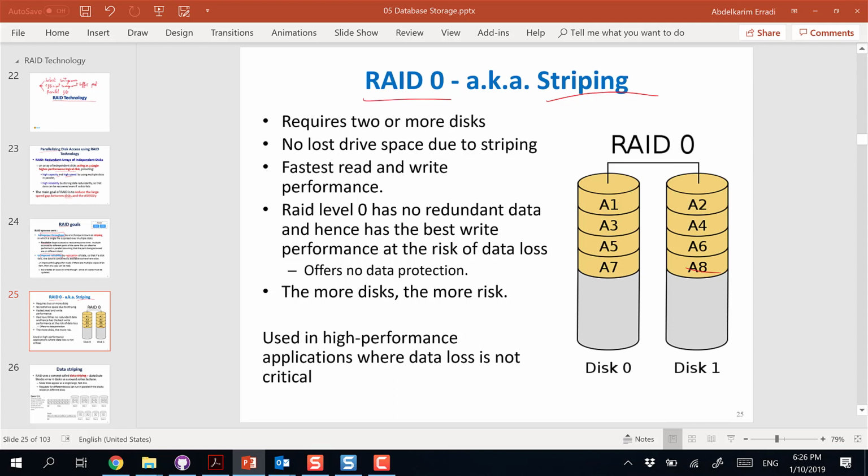The consistency. There is no consistency problem here, of course, because if one disk is gone, you lost everything. You lost basically the data. You lost half. You cannot reconstruct your data. It's finished. It's very, very risky. There is basically no reliability here.